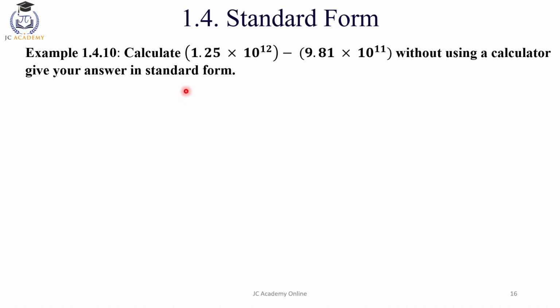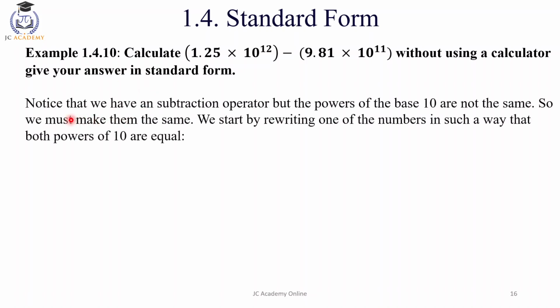Let's look at another example. Calculate 1.25 times 10 to the power of 12 minus 9.81 times 10 to the power of 11, without using a calculator, and give your answer in standard form. Notice that we have a subtraction operator, but the powers of the base 10 are not the same. So we must make them the same. We start by rewriting one of the numbers. You could choose either. Let's choose the right-hand side here.